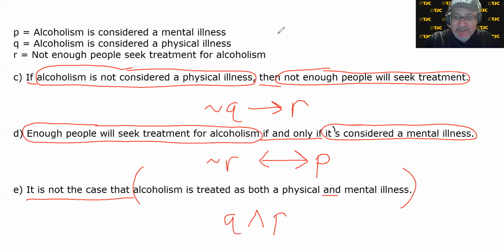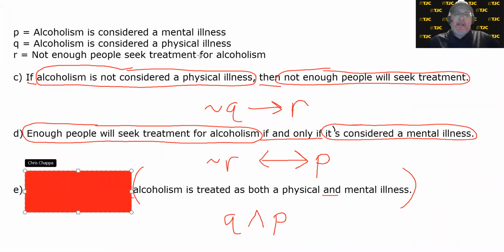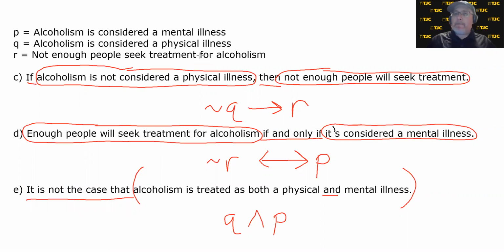Now, if you said P and Q, it would actually be okay. A conjunction is switchable. My name is Chris and I teach math. I teach math and my name is Chris. And is switchable. Or is switchable. If and only if is switchable. The only one that's not switchable is a conditional, but we'll talk about that later. But if we ignored the phrase in front, and I'm just going to cover it up for a second, then alcoholism is treated as both a physical and mental illness would just be Q conjunction P. But it's not the case of that. So it's the negation of that, but it's the negation of the whole thing.